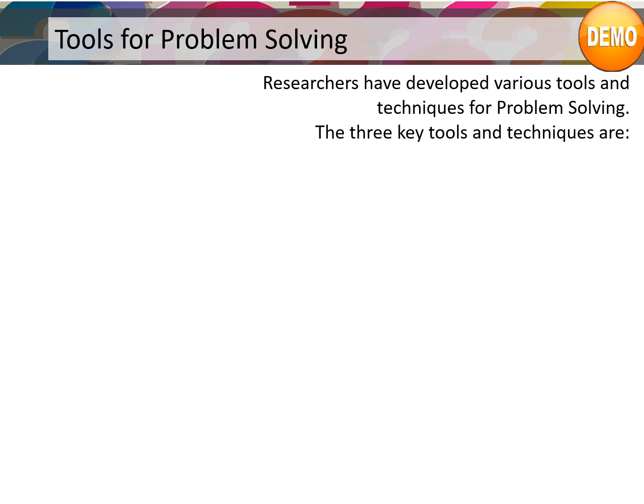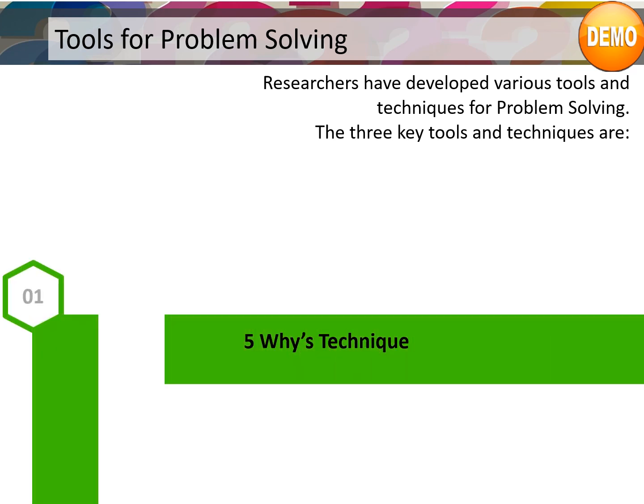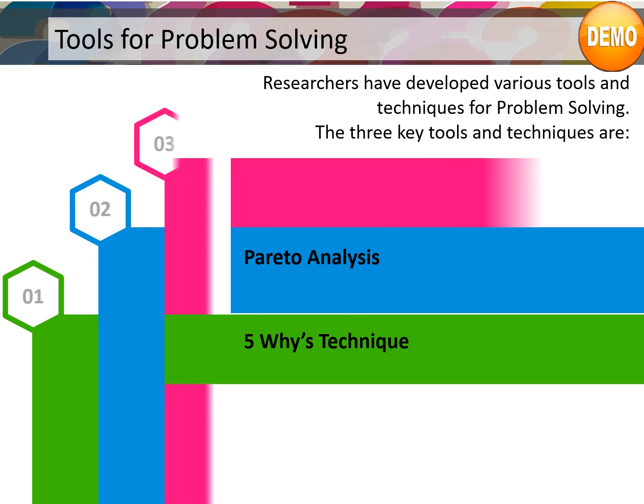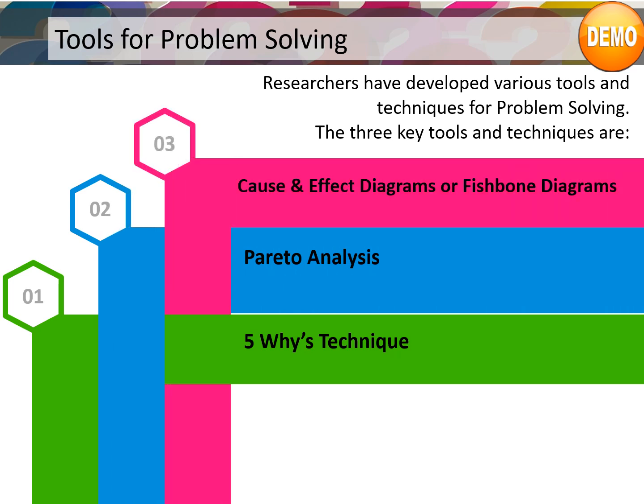Tools for problem solving. Researchers have developed various tools and techniques for problem solving. The 3 key tools and techniques are: number 1, 5 whys technique. Number 2, Pareto analysis. Number 3, cause and effect diagrams or fishbone diagrams.